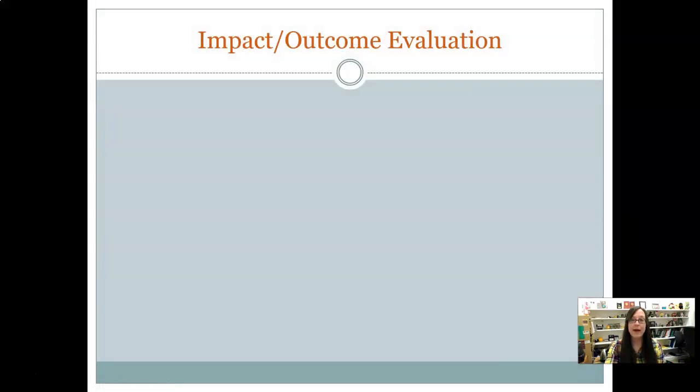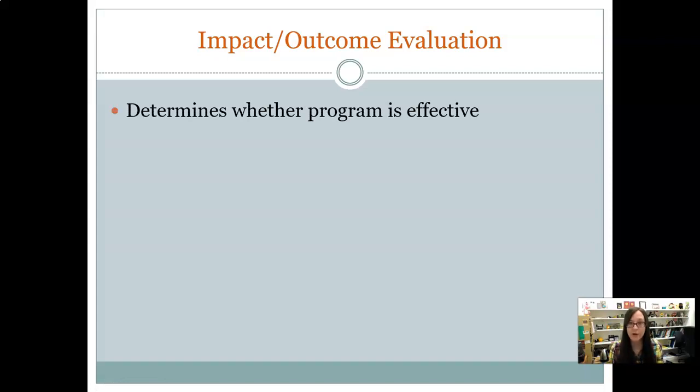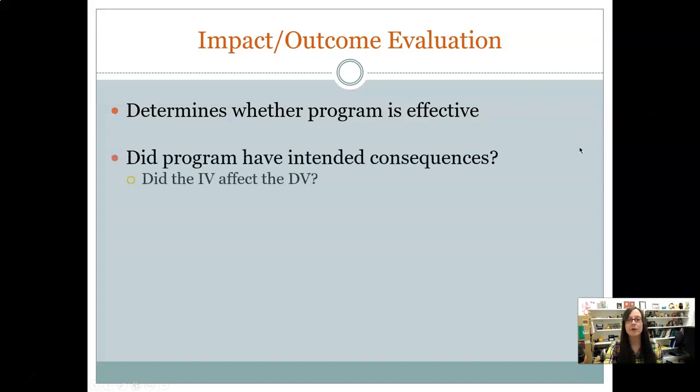And then you have the impact or outcome evaluation. So this is just determining whether the program's effective. This is typically what comes to mind when you think of evaluation research, is, well, seeing if things are working. And so basically these are about, well, did the program have the intended consequences? Did the independent variable affect the dependent variable?